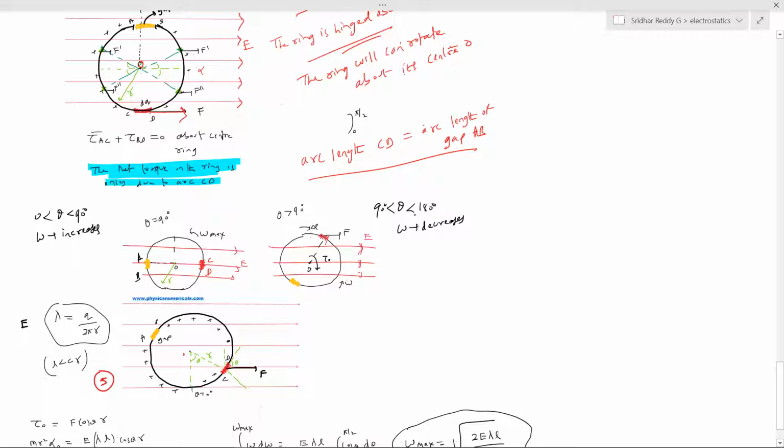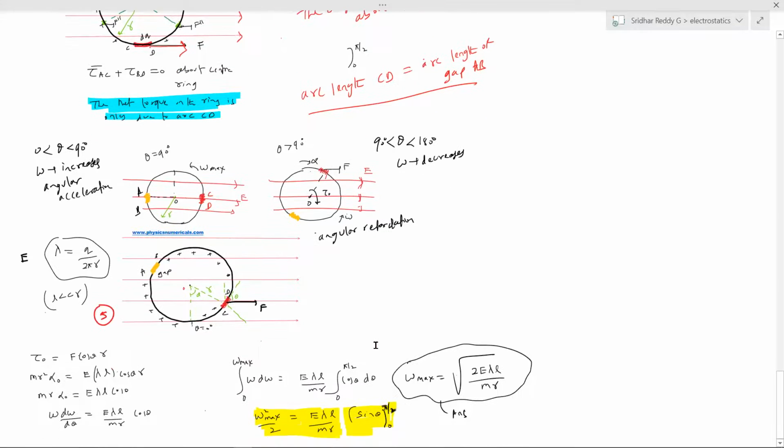Agree this for theta greater than. So now it starts decreasing because it will undergo retardation. Or here only I'll write it: angular acceleration, angular retardation. Okay, it is asking for the maximum angular velocity. We have to calculate that omega max. Okay, let me come to the sum.